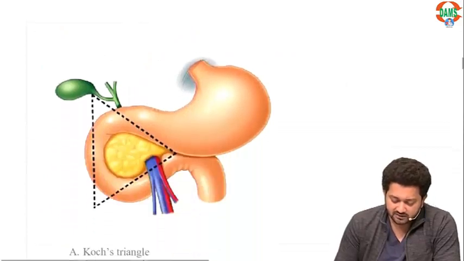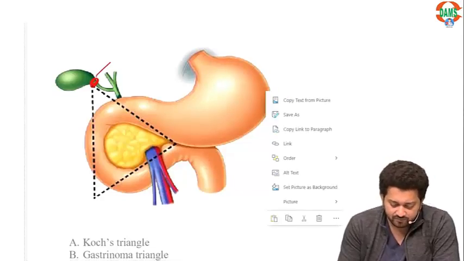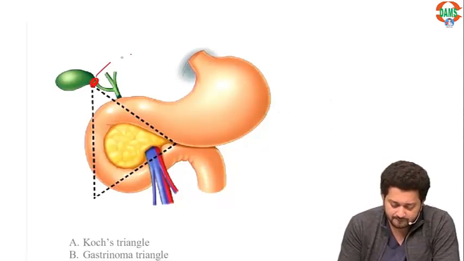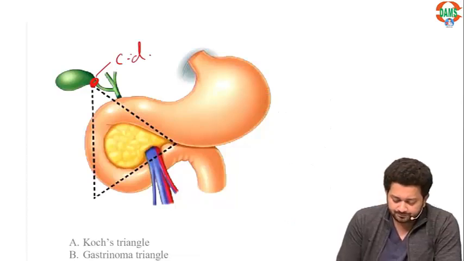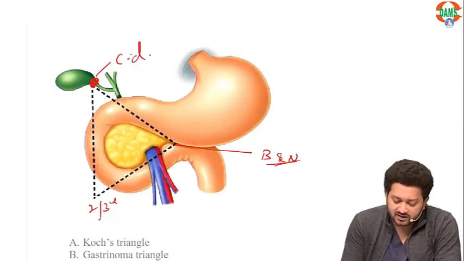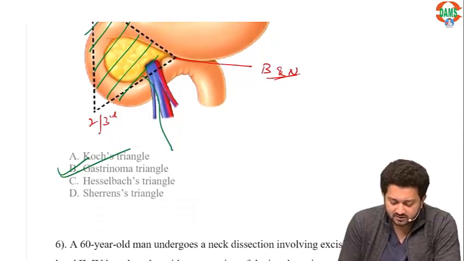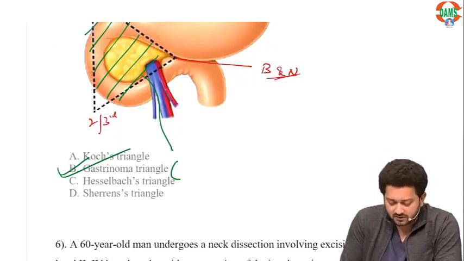Identify the triangle given in the image. This triangle, which is formed by this point, is the cystic duct. This is the second and third part of the duodenum, and this point is the body and neck of the pancreas junction. This triangle which is forming here is known as gastrinoma triangle or Passaro's triangle. Gastrinoma triangle or Passaro triangle.